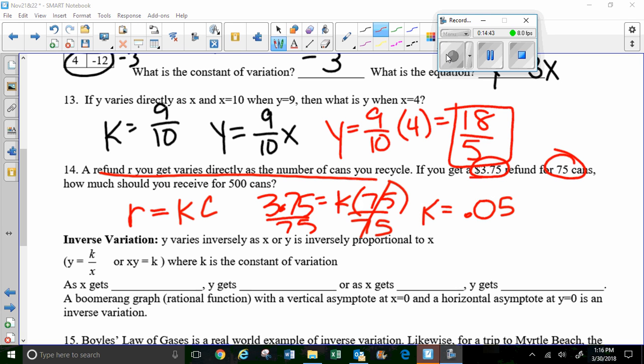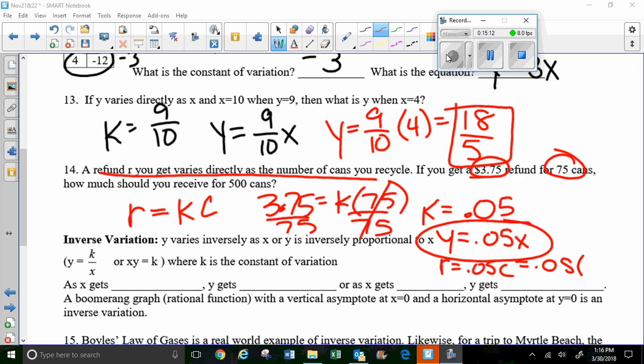Maybe you want to be collecting something else to get money. That's not very much. And now we can set up our equation, y equals 0.05x. And it wants us to figure out, well, how much would you receive if you got 500 cans? So let's go ahead and plug in, oops, I changed my variables. That really should be R equals 0.05 C. And so I'm going to replace C with 500. So what is 0.05 times 500? $25. So we get a refund of $25.